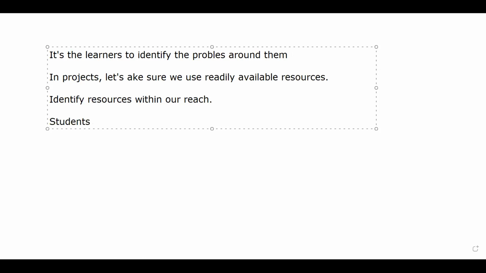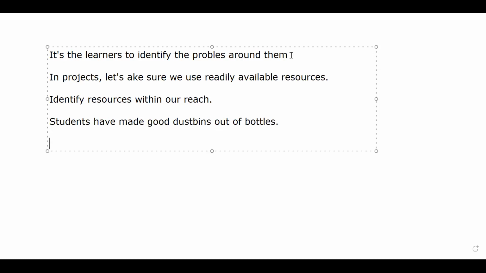Then they identify a problem that these bottles can solve, then they go ahead to make a final product and then make a report. There's something I didn't mention about the life cycle. The last thing of a project is a project report. Project report, we'll talk about that later.